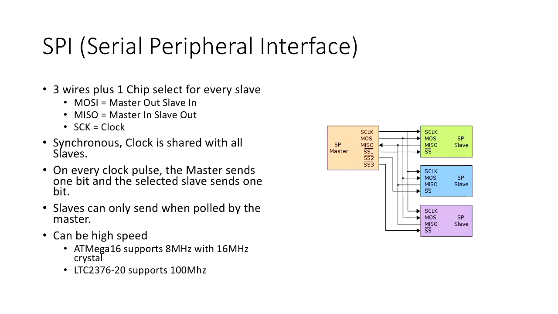And it can be high speed. Then what are the SPI speeds? The ATmega16 supports 8 megahertz with a 16 megahertz crystal. So it can be high speed. And the LTC2376 supports 100 megahertz. So for high speed applications, SPI is very good.